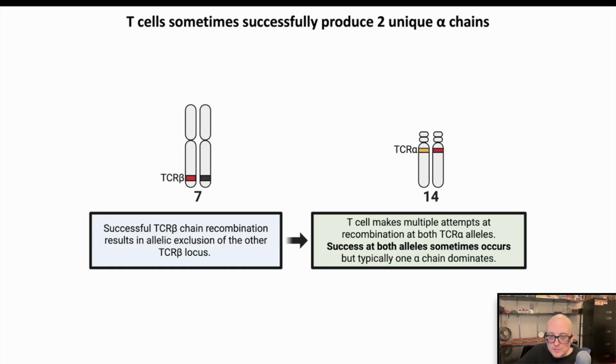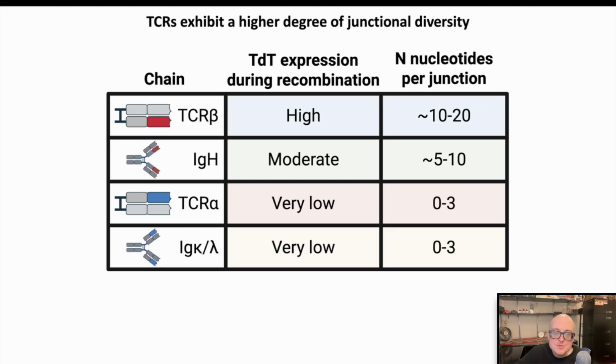Well, if we simplify a bit, we can mostly attribute the extra diversity in the TCR repertoire to extra junctional diversity. T cells also have a higher degree of combinatorial diversity because they typically have more V, D, and J segments overall. But by far the bigger contributor to the extra diversity in the T cell repertoire is junctional diversity. And the primary explanation for that is the differential expression of the enzyme TdT, which occurs during the recombination events that make up the various chains of the TCR and the immunoglobulin molecules.